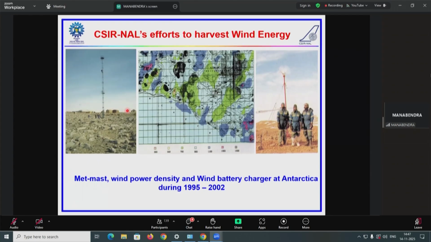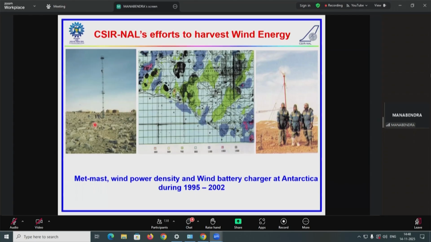Of course, it was not just that NAL did the work in India. If you are aware, every year there are these Antarctica missions that are launched, and different countries come together and go to Antarctica and do research on various aspects which influence our life. So in a few of those expeditions, NAL also participated, and some wind resource assessment was done at the Indian Antarctica research station, Maitri. Of course, today we have two research stations, Maitri as well as Bharati. But during those days, I'm talking about 95 to 2002, we had only one research station, Maitri.